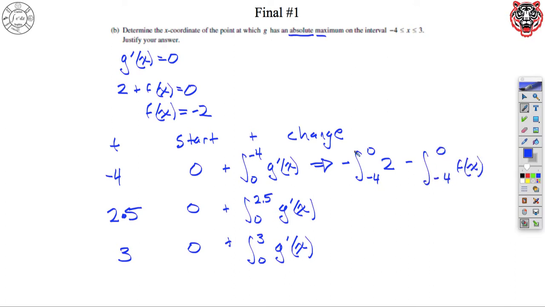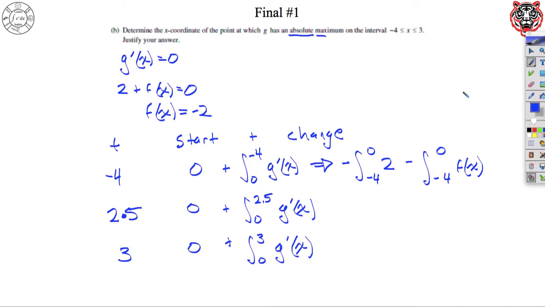So I broke this up already because this is g prime of x. There are two parts. I know that one of them is going to be the derivative of a constant, and one of them is going to be the derivative of f of x. And both of these should have a dx in there if I'm being formal, but you're not going to lose points if you don't put those.